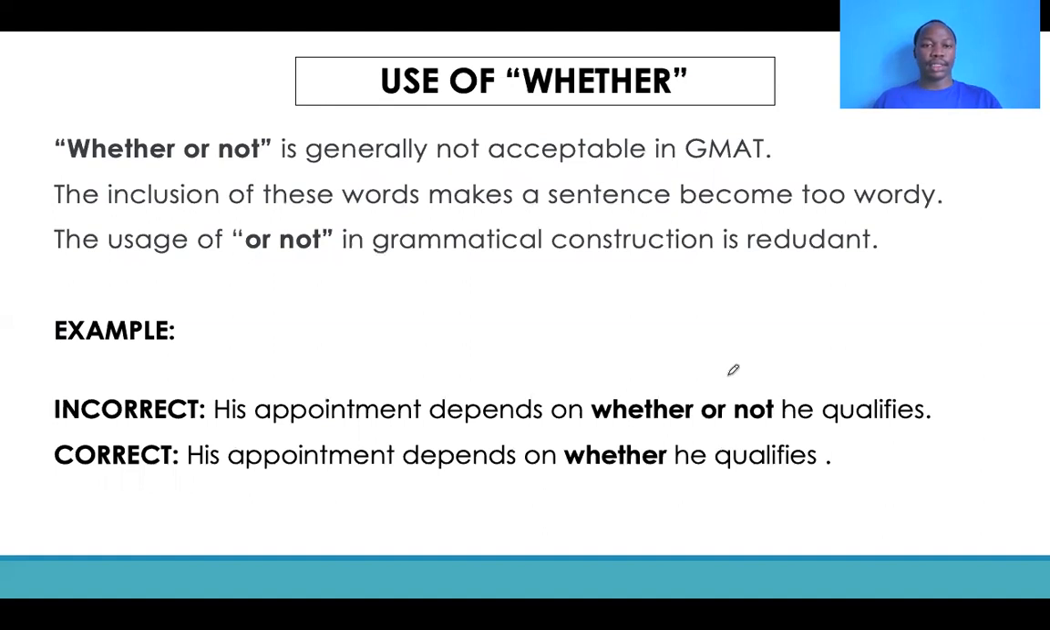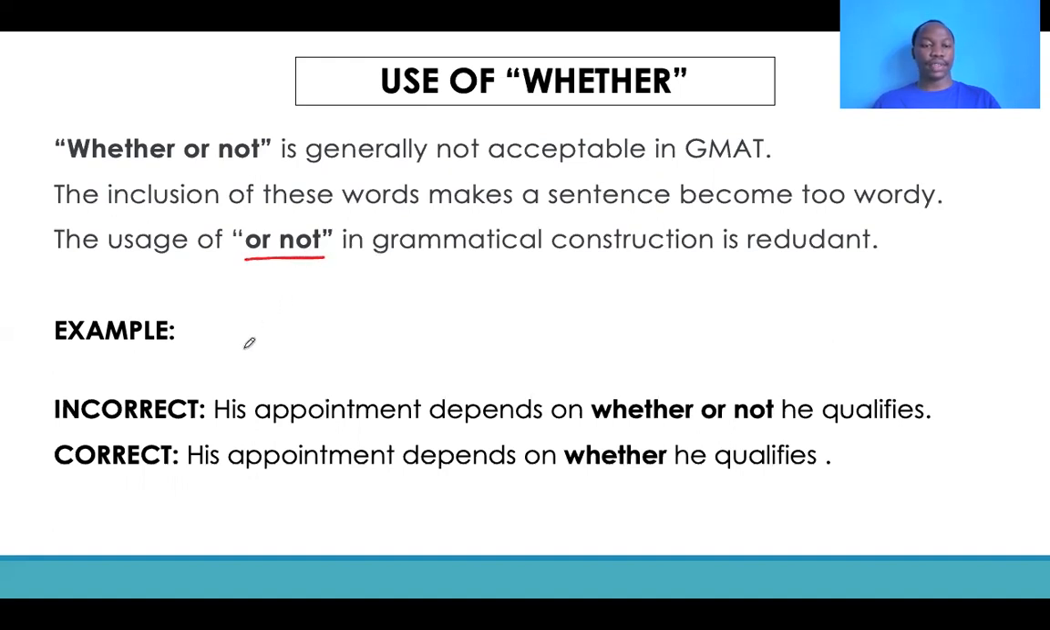Whether or not, as most of us use in daily use of the English language, is generally not acceptable in GMAT. The inclusion of these words makes a sentence too wordy, or otherwise we could say that such a grammatical construction that uses or not is redundant.